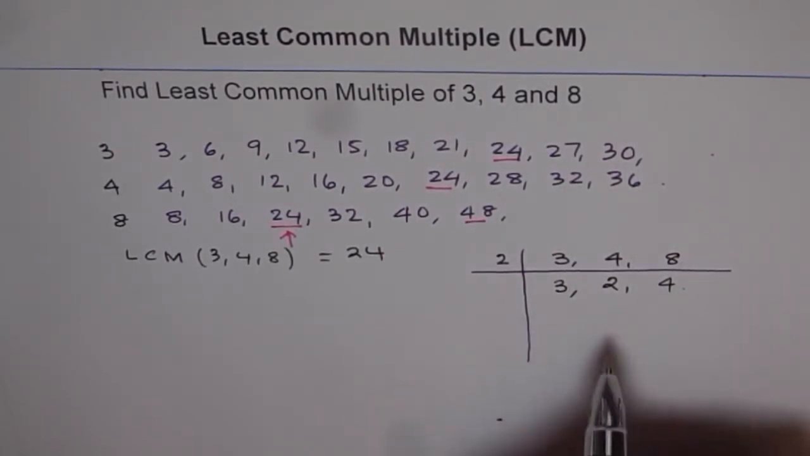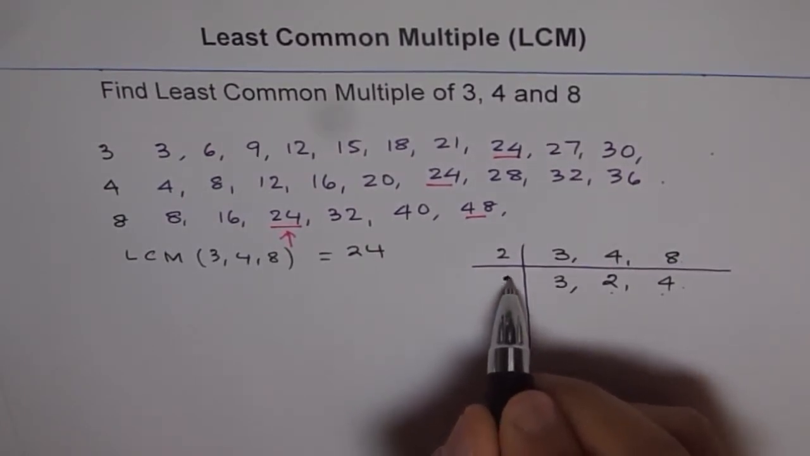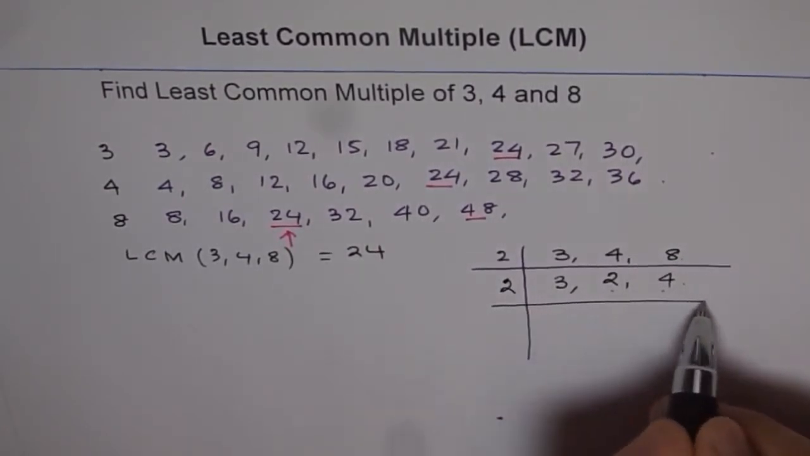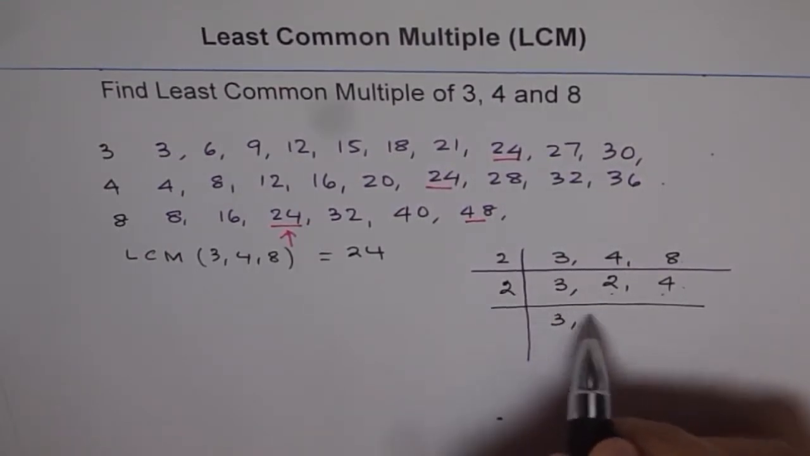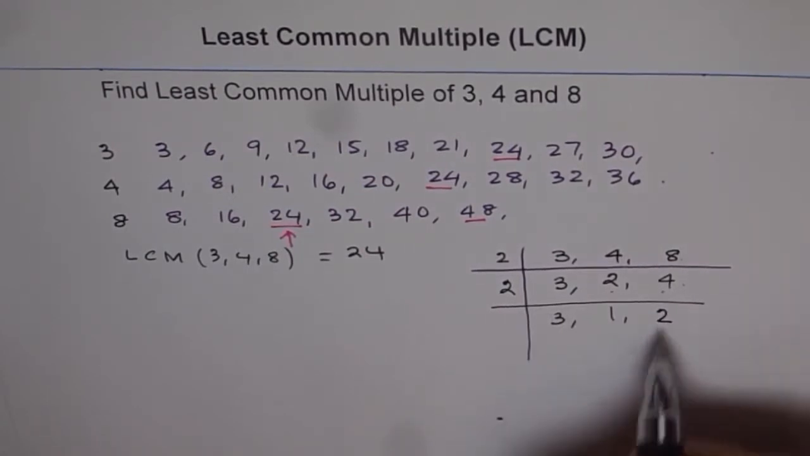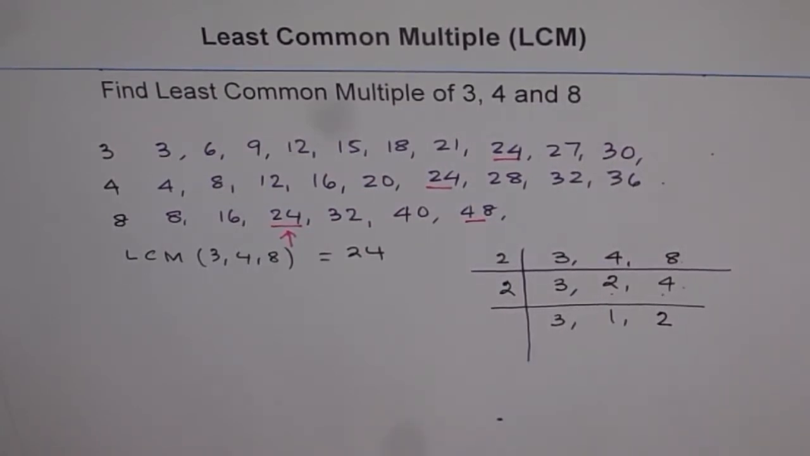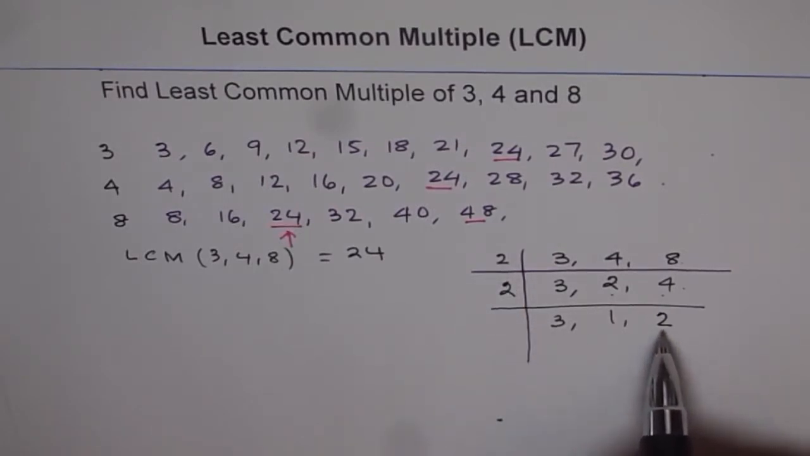Now for 3, 2 and 4 we can still factor out 2. So division is factoring out common factors. So 3 we'll write as such. 2 goes 1 time in 2 and 2 times 2 is 4. So now we have all the prime numbers with us. If we multiply all these prime numbers, we get our least common multiple.